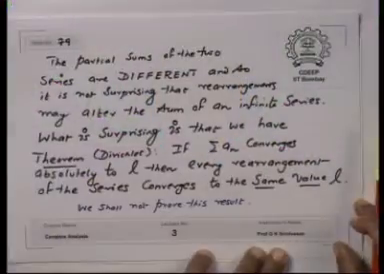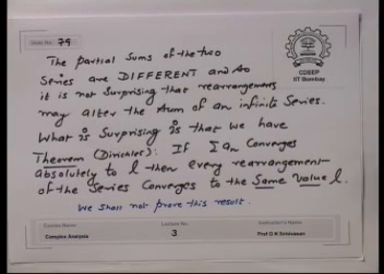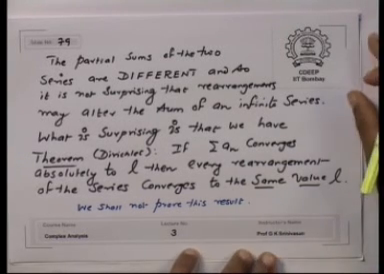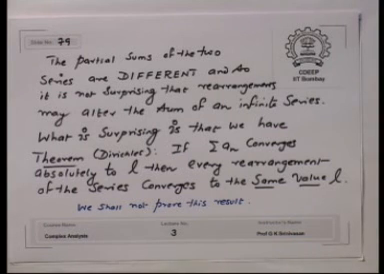So whatever I just said has been summarized in the slide. The partial sums of the two series are different, and so it is not surprising that rearrangements alter the sum of an infinite series. What is surprising is the theorem of Dirichlet, that if sigma an converges absolutely to L, then every rearrangement of the series converges to the same value L.